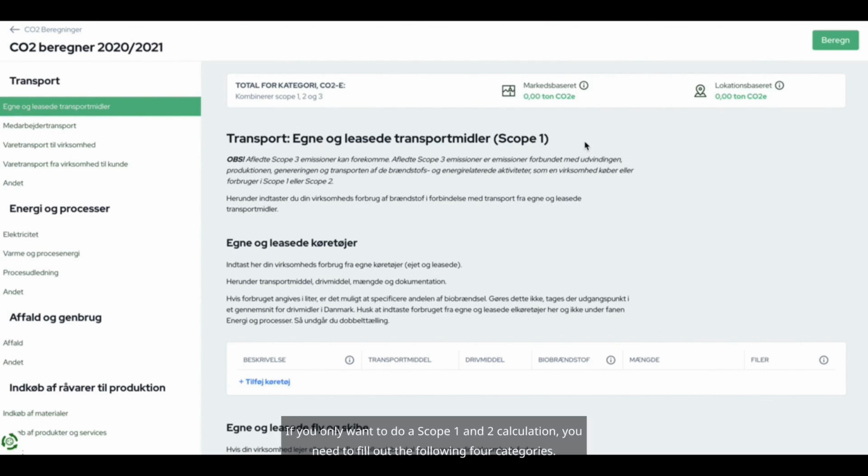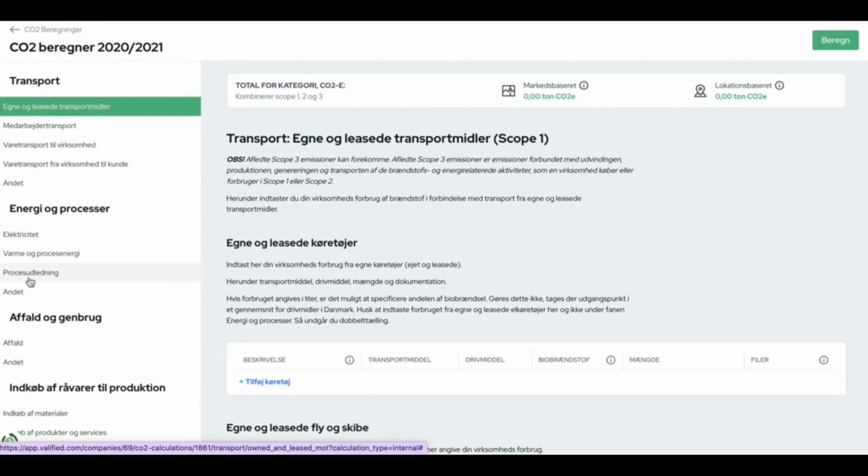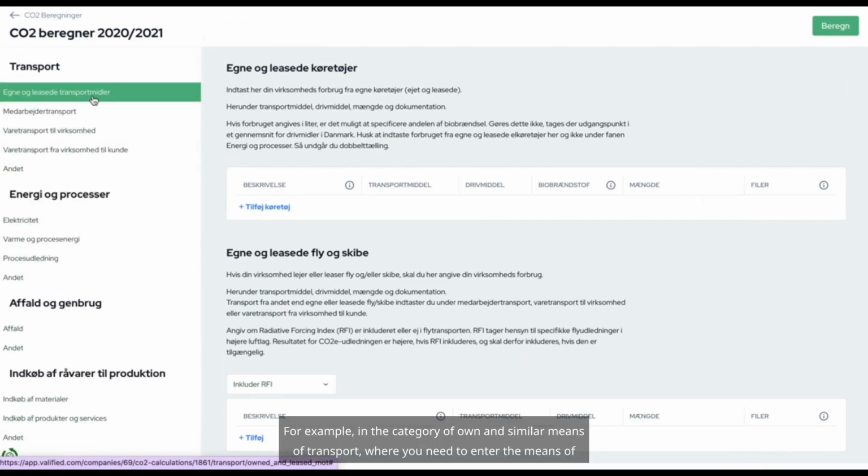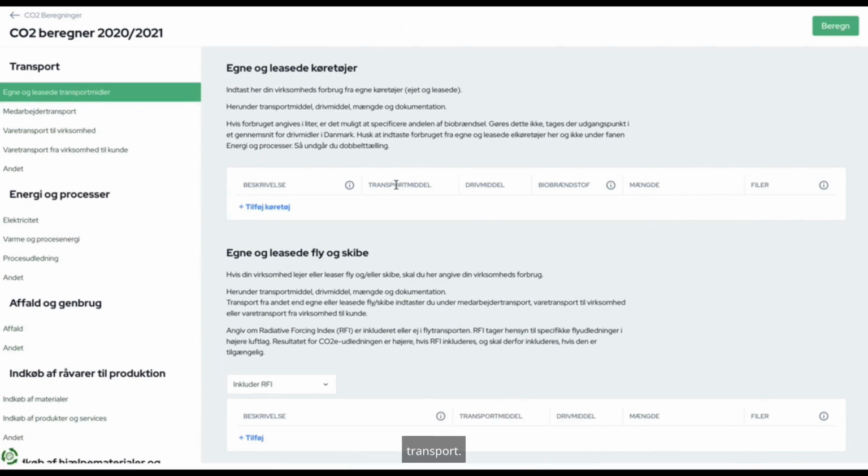If you only want to do a Scope 1 and 2 calculation, you need to fill out the following 4 categories: own and similar means of transport, electricity, heating, and process energy, and process emissions. All other categories belong to Scope 3. The calculator is easy and straightforward to use. For example, in the category of own and similar means of transport, where you need to enter the means of transport.